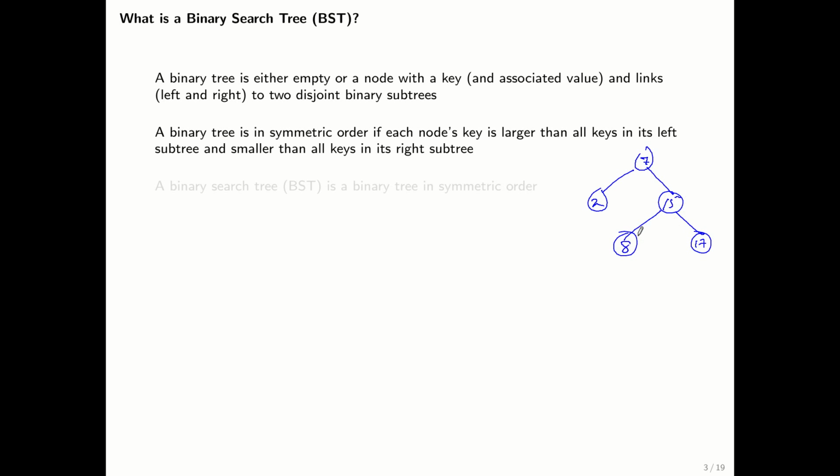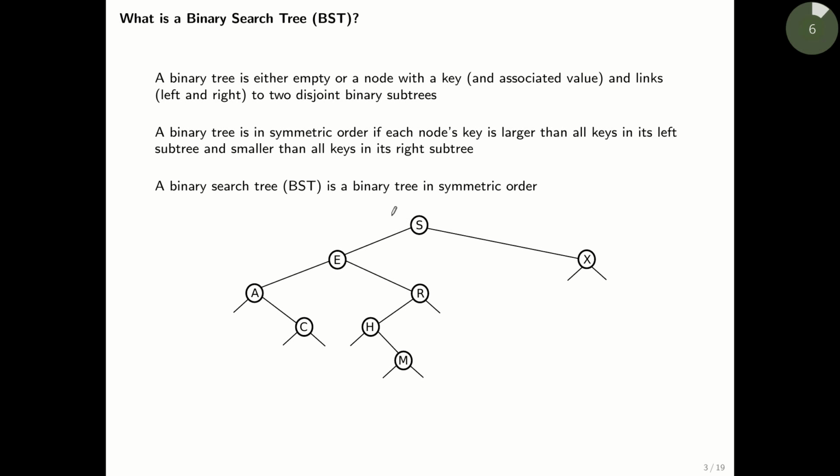So if you focus on any particular node, it is larger than the nodes on its left subtree and smaller than the nodes on its right subtree, right? And when that is the case for every single node in the binary tree, then we say that the binary tree has symmetric order. Now, a binary search tree, or a BST, is a binary tree that is in symmetric order.